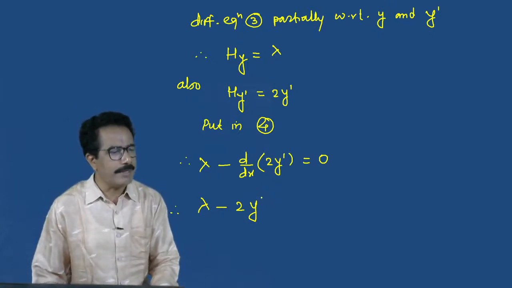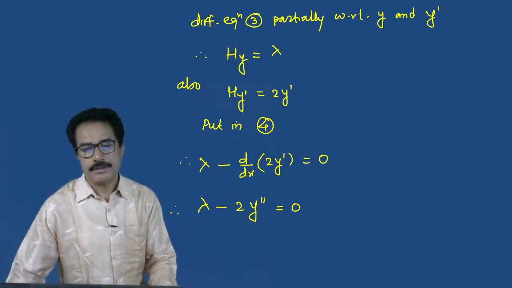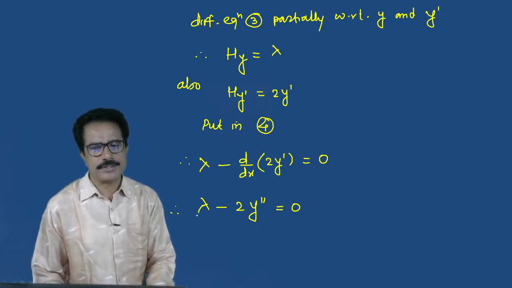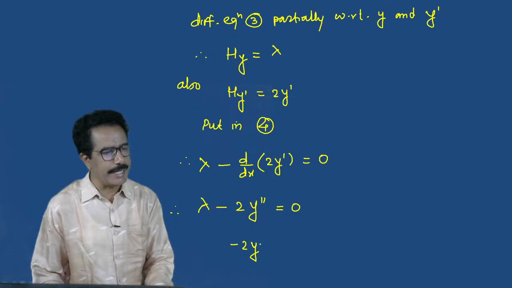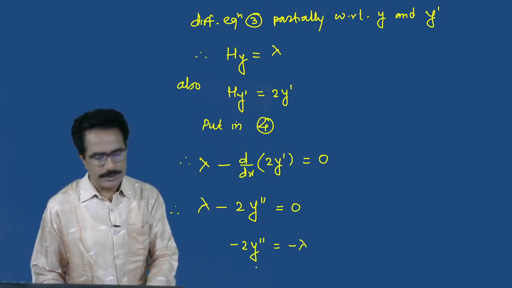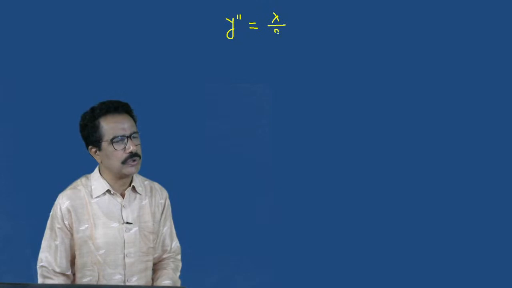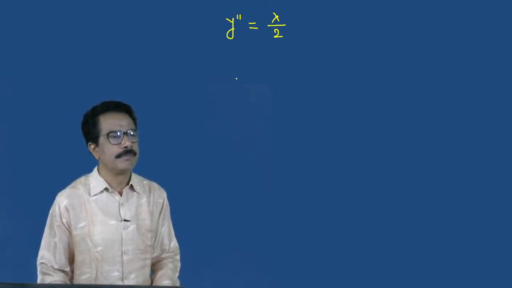Okay, y double dash is equal to 0. So now our aim is to solve this integral. Now we can solve this. Therefore minus 2y double dash is equal to minus lambda. Therefore y double dash is equal to lambda upon 2.